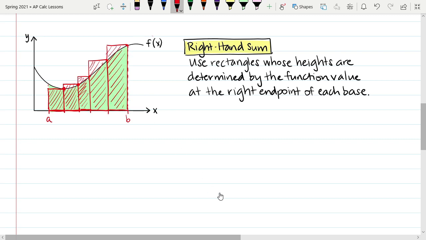All right. So this time, as you can see, for this particular function, again, this is not all the time, but for this particular function, many of these rectangles actually ended up extending above the curve, definitely giving me too much area in those cases, and then this first rectangle missed a little bit of area. So again, this approximation is clearly not going to be precise, but it is going to give us a general idea. All right, so again, that's a right-hand sum. Once again, we were using rectangles where the height of each rectangle was determined by the function value on the right endpoint of the base.